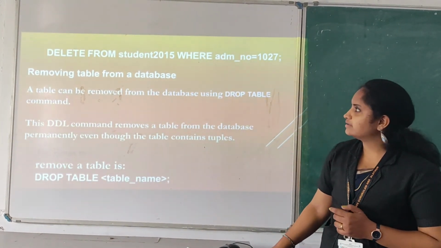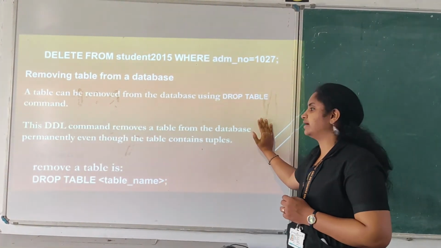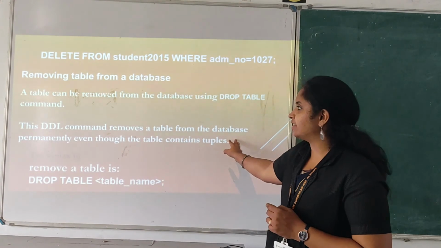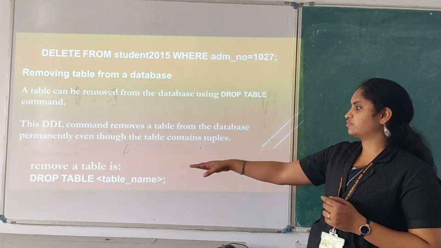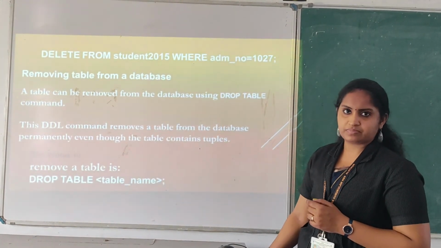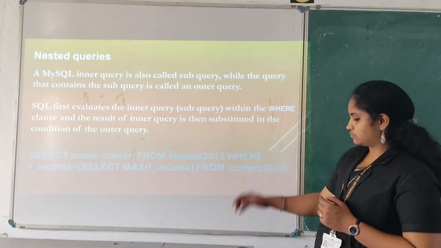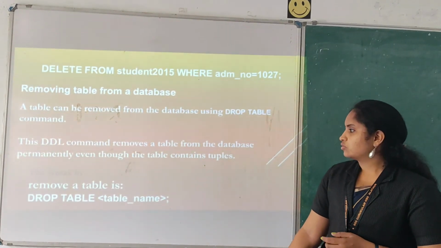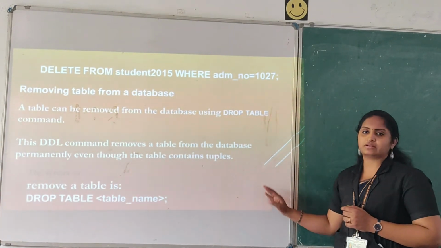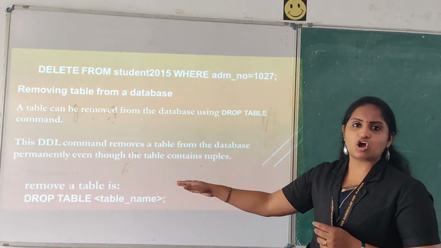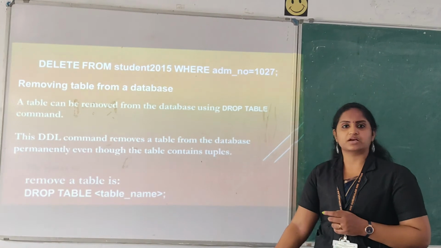Clear? And here it is removing a table from a database. How can we remove a table from a database? Here you can see that we use the DDL command drop. Okay, so to remove a table, use drop table and the table name. Okay, and here you can see the example. If you want to delete the table student 2015, here you can see drop table student 2015, and it will be deleted from that database.